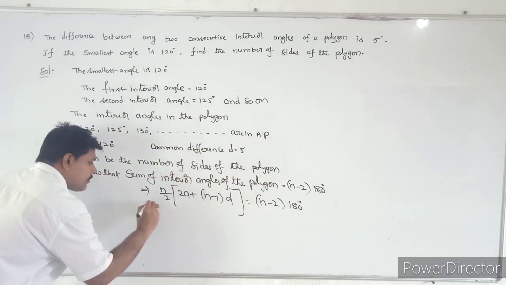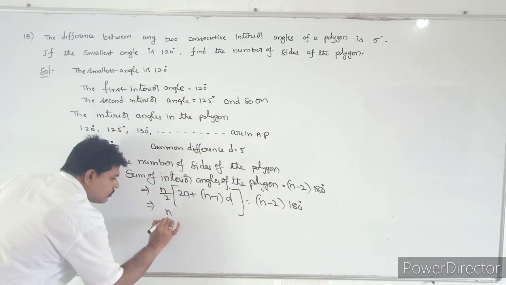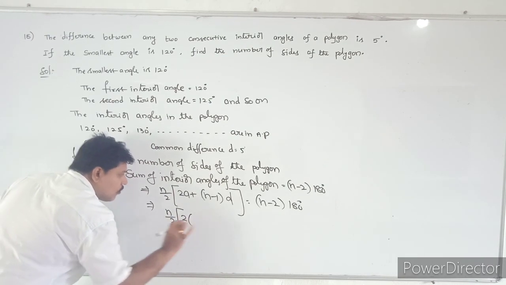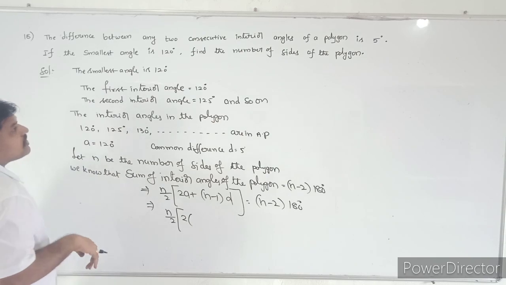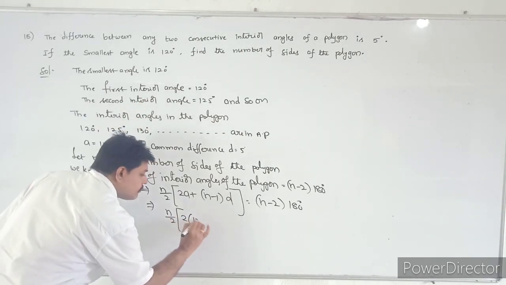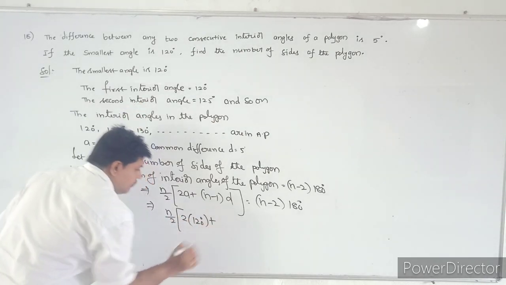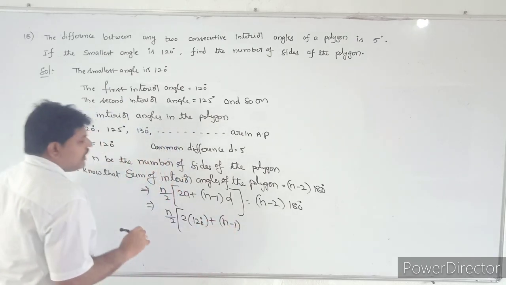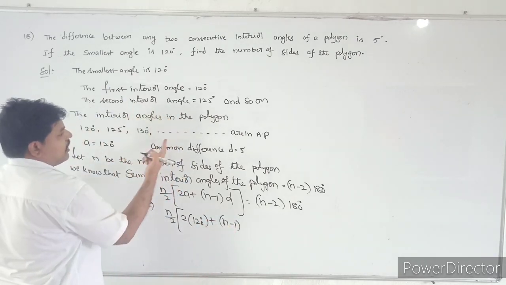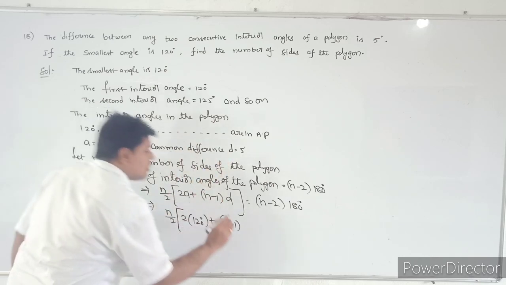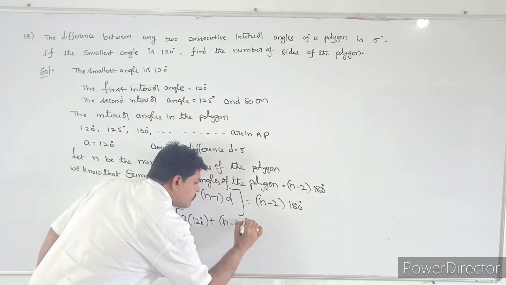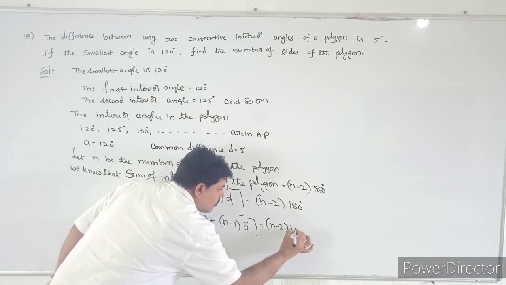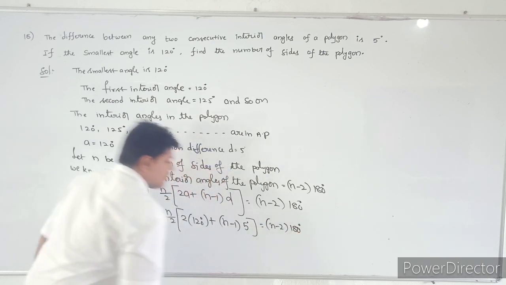So that is here n by 2 into (2 into a plus (n minus 1) into d). What is the a value? A value is nothing but 120 degrees. What is the d? D is the common difference. We have already calculated that. D is equal to 5 degrees. So that is equal to (n minus 2) into 180 degrees.